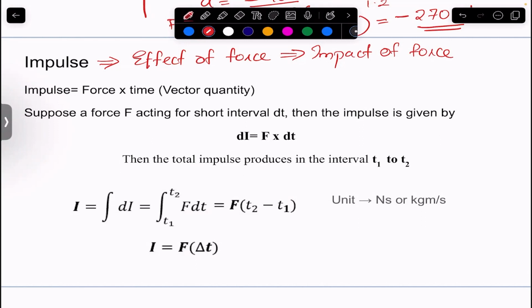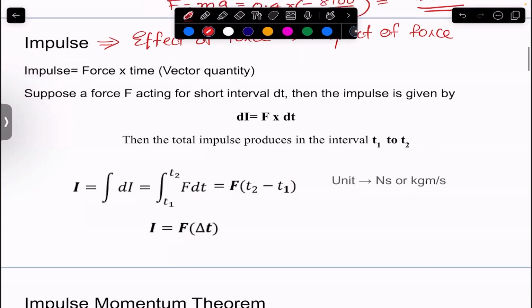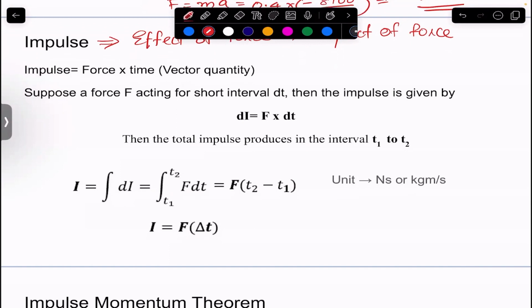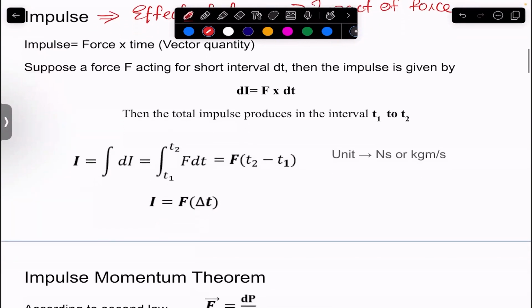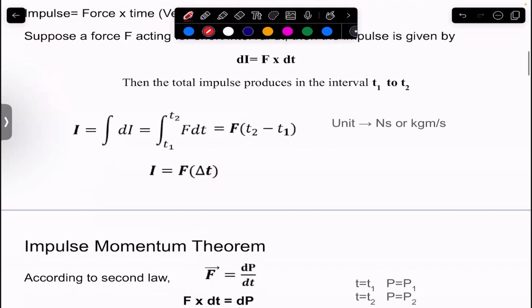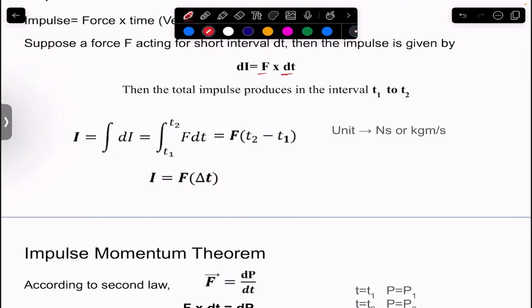In both cases, the force that is exerted will be the same, but the time over which the force is exerted will be different. In the first case, when it was gradually applied, the time was larger, and when it was suddenly applied, the time is small. So that is causing a different impact, and suddenly you will be thrown off your seat. So that is called impulse. Impulse is a product of force times time.